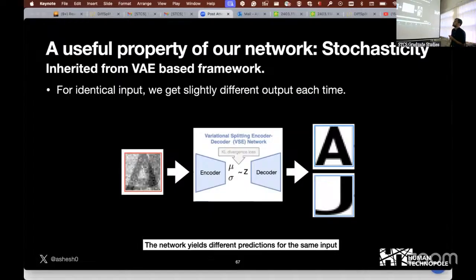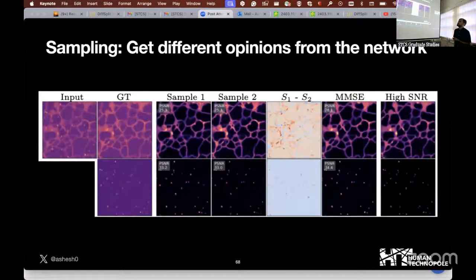So they have this notion of stochasticity, which I briefly mentioned earlier, that when you feed this input multiple times to a VAE or to our setup, you will get slightly different predictions. And the reason is that the encoder does not give you an embedding, the encoder gives you parameters of a distribution. And every time you sample from a distribution, you get slightly different values. We use this to do sampling, which means that we can get different opinions from the network about what should be the prediction for this specific given input.